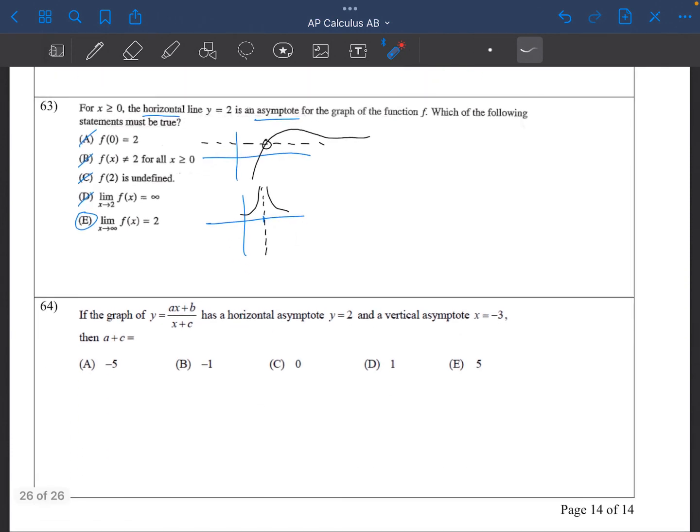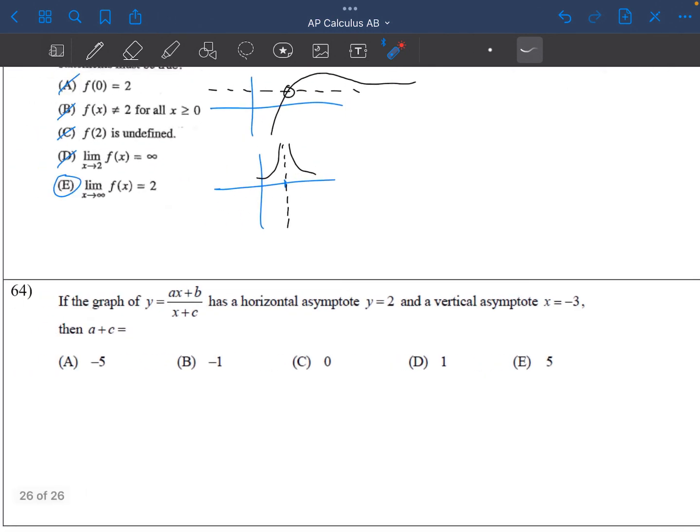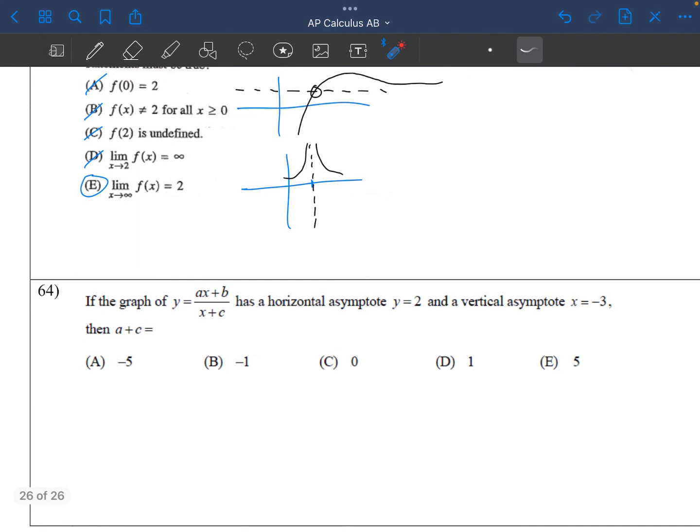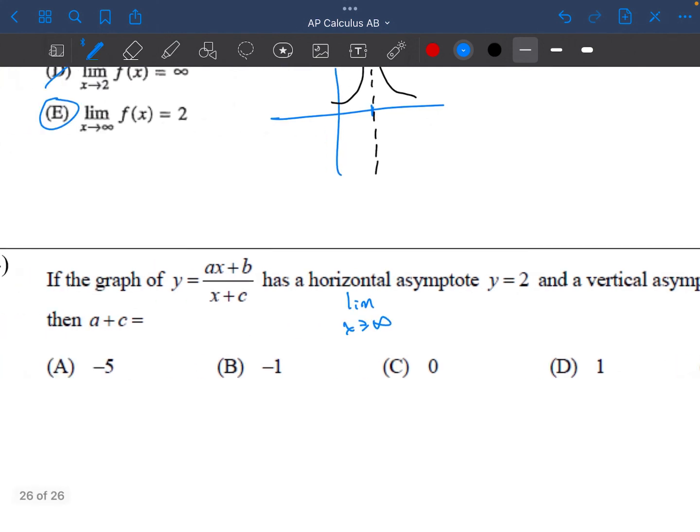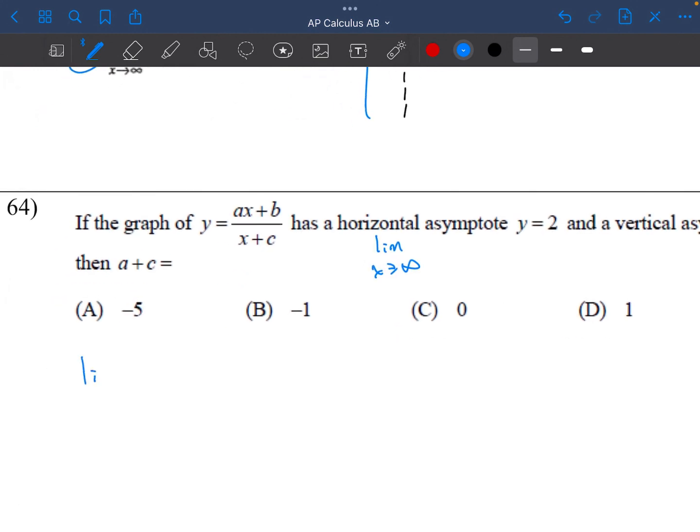And the final question, number 64. We have a horizontal asymptote and a vertical asymptote. What is the value of A plus C? Okay, so a horizontal asymptote, I just defined it up above, but the horizontal asymptote is whenever you take the limit, I'll write this underneath it, is the limit as x approaches infinity. So what is the limit as x approaches infinity of that function a of x plus b all over x plus c?